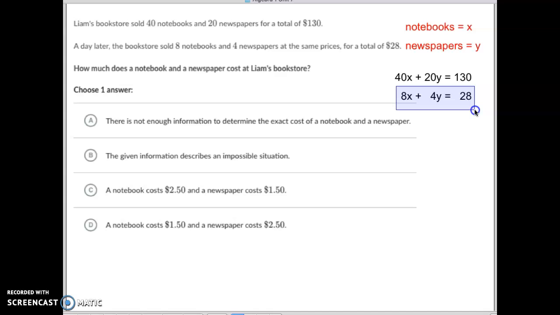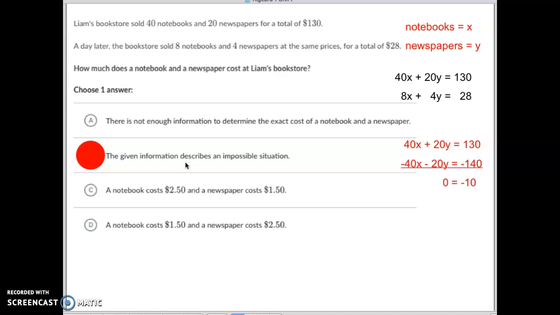So I thought elimination would be another good one for this one, so I decided to multiply my bottom equation by -5 so the x's could line up. So as I do that, I multiplied this one by -5, this one by -5, this one by -5. This way my x's canceled. The problem is here, my y's also canceled, meaning I had nothing left over on this side, and 0 does not equal -10. So this means that there is no possible solution. So letter B, the information given is an impossibility.